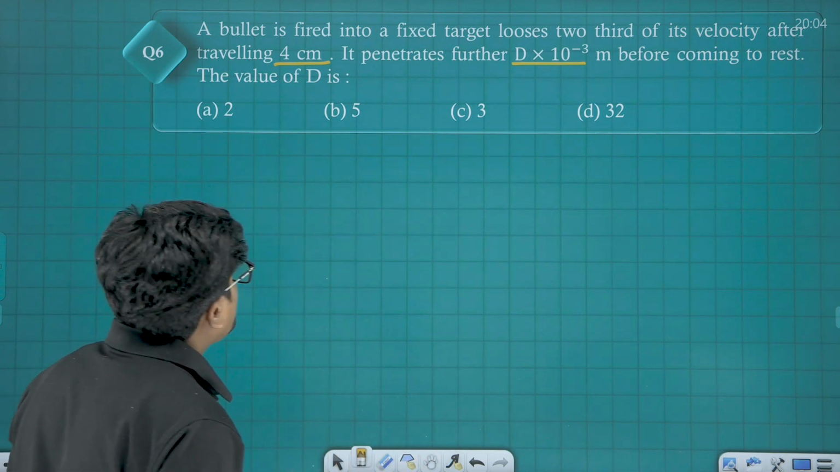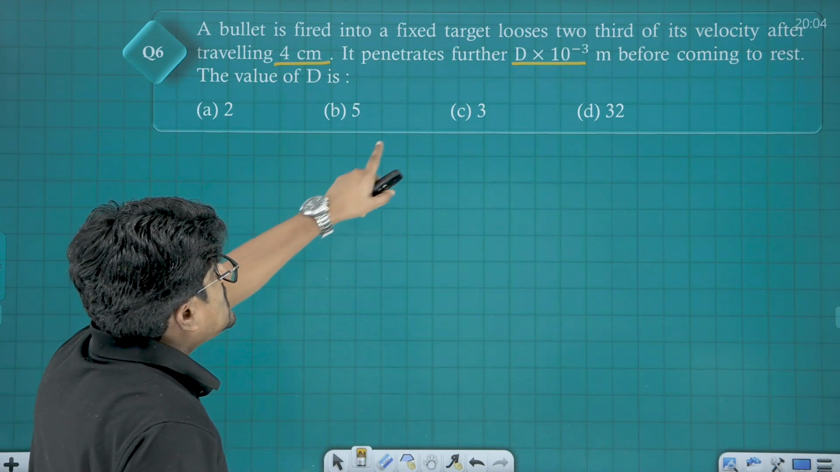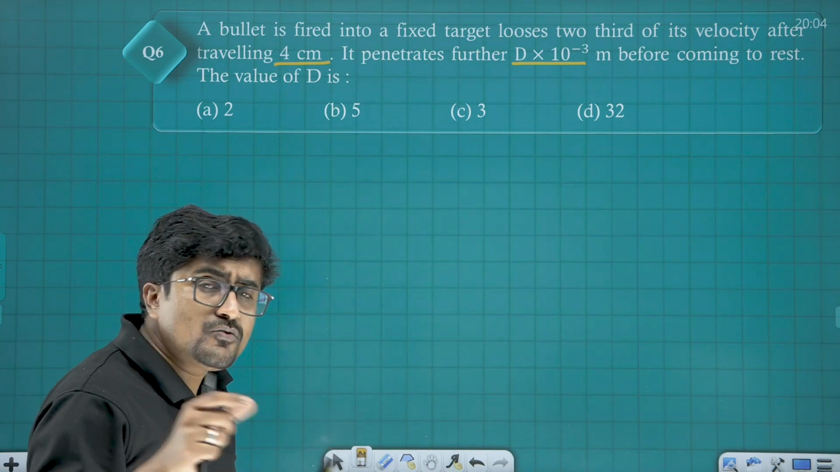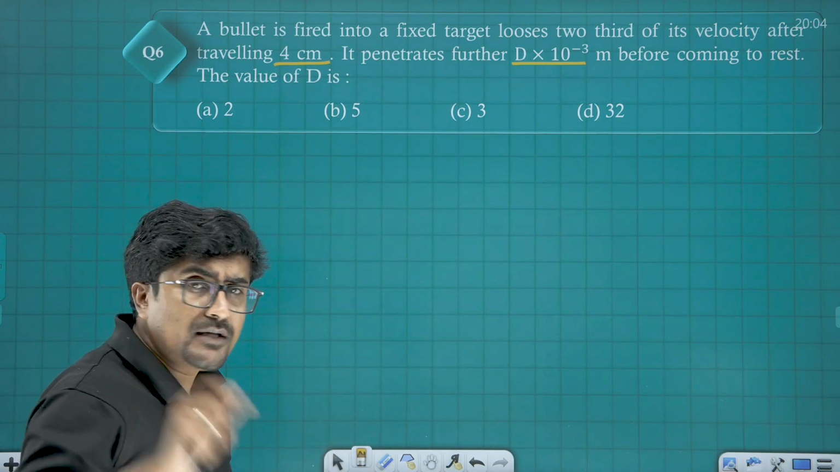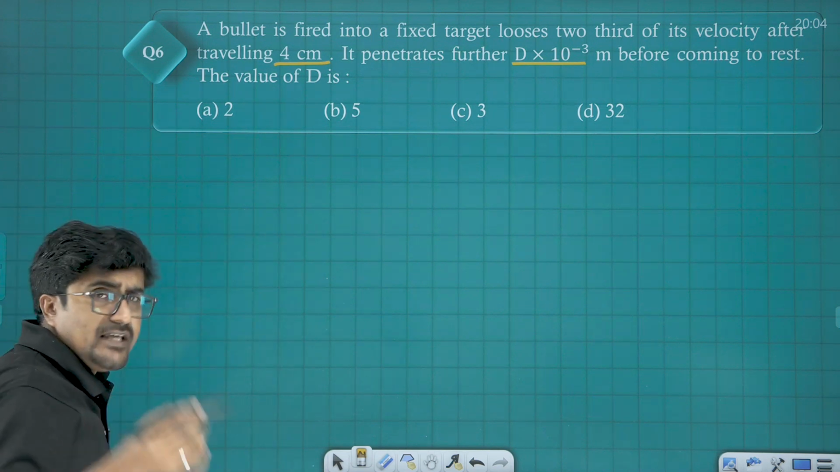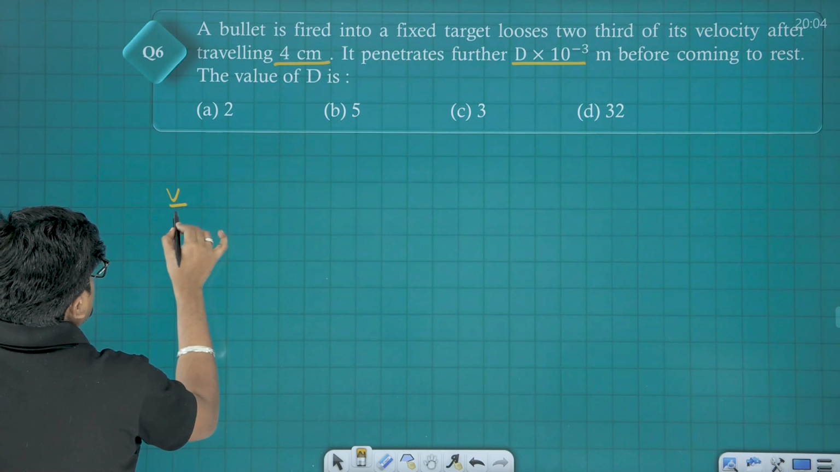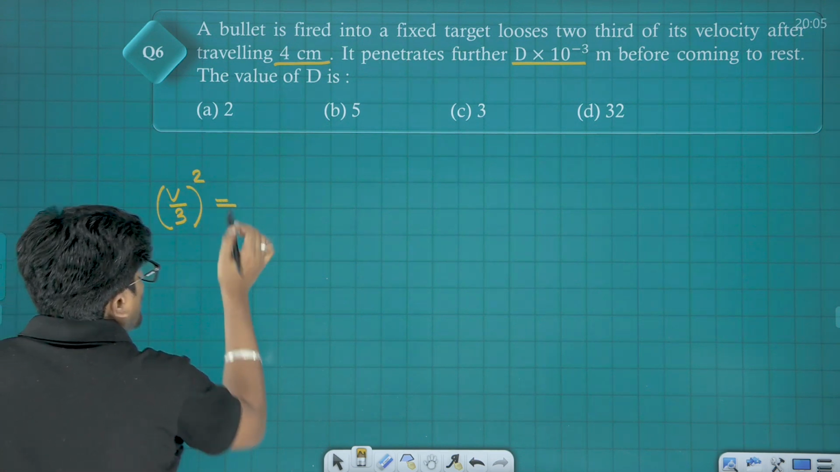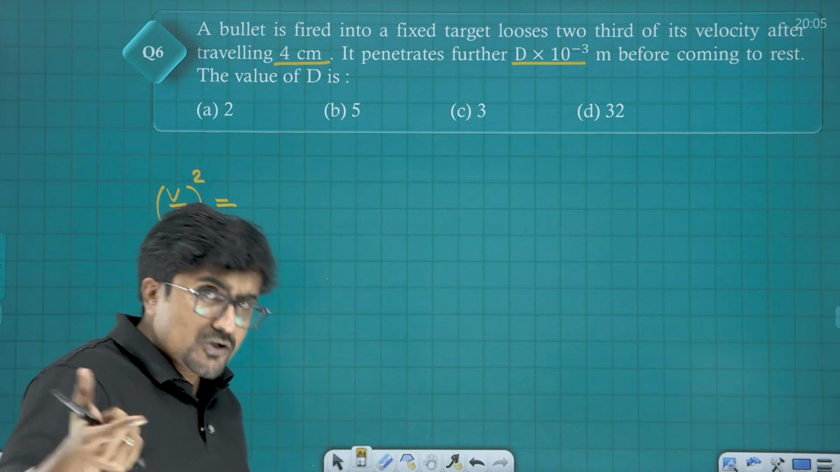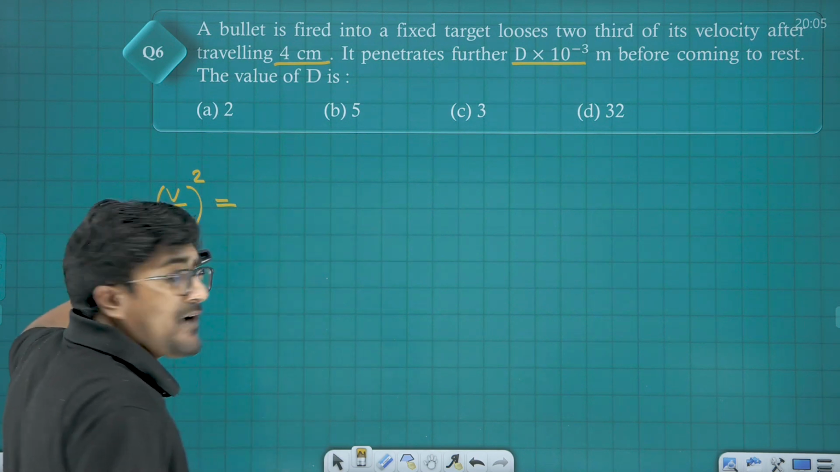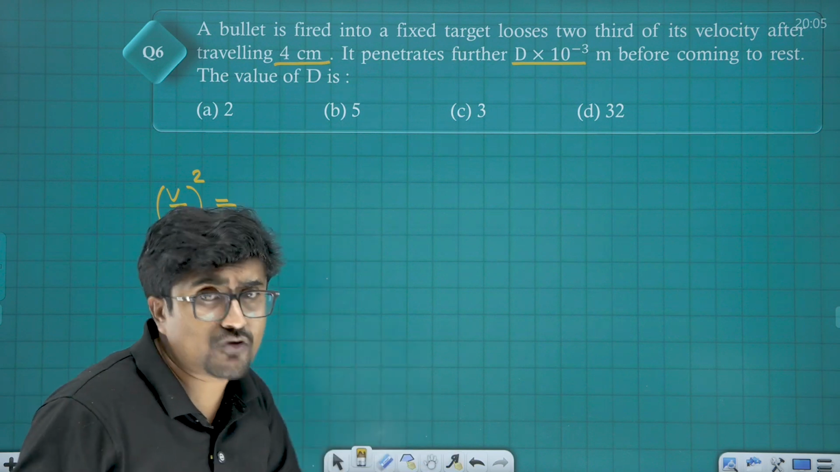Okay, now see, we are losing 2/3 of the velocity. That means if 2/3 is lost, we are left with only 1/3. So I would like to write like this. If the initial velocity is v, then the final velocity is what? v by 3, so (v by 3) square. 2/3 is lost, so we are left with 1/3. So this is the final velocity if v is taken as the initial velocity.